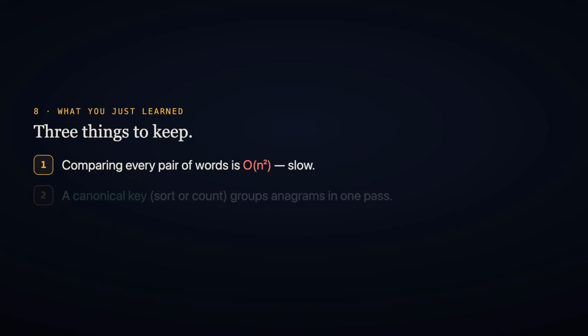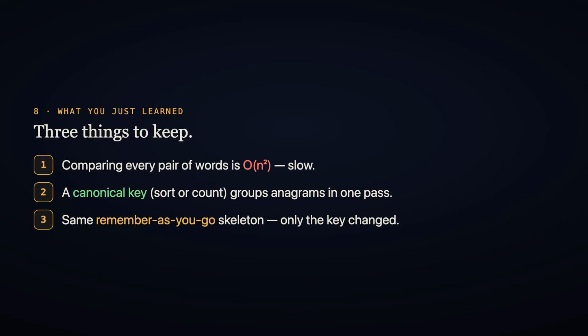Quick recap. One: comparing every word against every other word is O of n squared. It explodes. Two: give each word a key that's identical for anagrams. Sort its letters or count them, and group by that key in a hash map in a single pass. Three: it's the same remember-as-you-go pattern you've seen before, only what we remember changed. Find the right key and the grouping does itself. Understand it, don't memorize it.